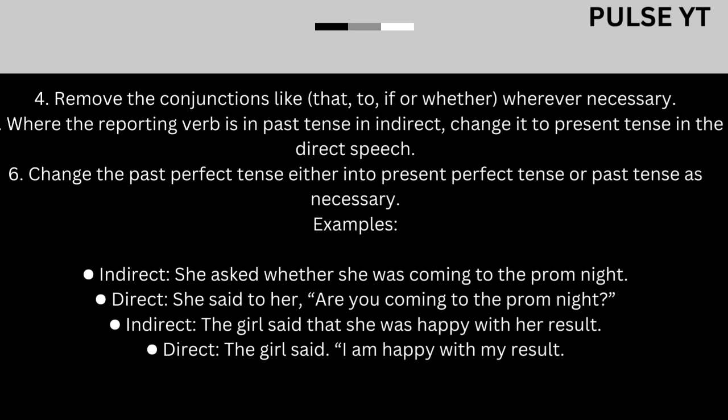Examples. Indirect: She asked whether she was coming to the prom night. Direct: She said to her, are you coming to the prom night? Indirect: The girl said that she was happy with her result. Direct: The girl said, I am happy with my result.